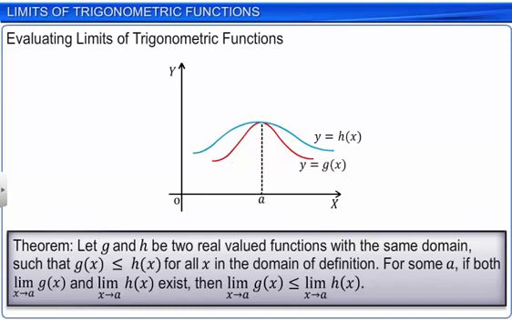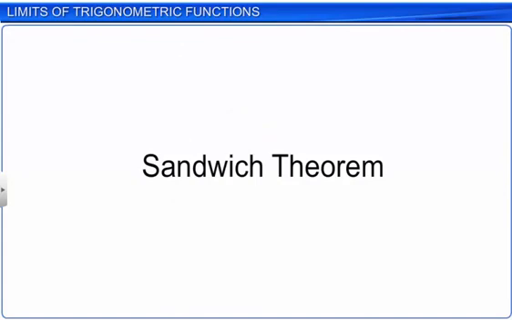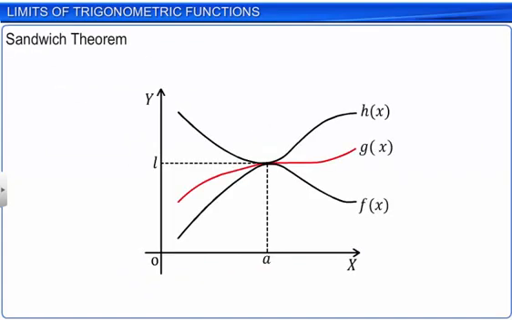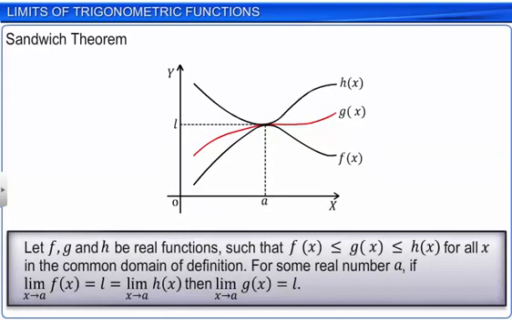Now, we use the result of this theorem for another theorem, called the sandwich theorem. The sandwich theorem is highly useful in finding the limits of trigonometric functions otherwise tedious to analyze. The theorem states that let f, g, and h be real functions, such that f of x is less than or equal to g of x is less than or equal to h of x for all x in the common domain of definition.